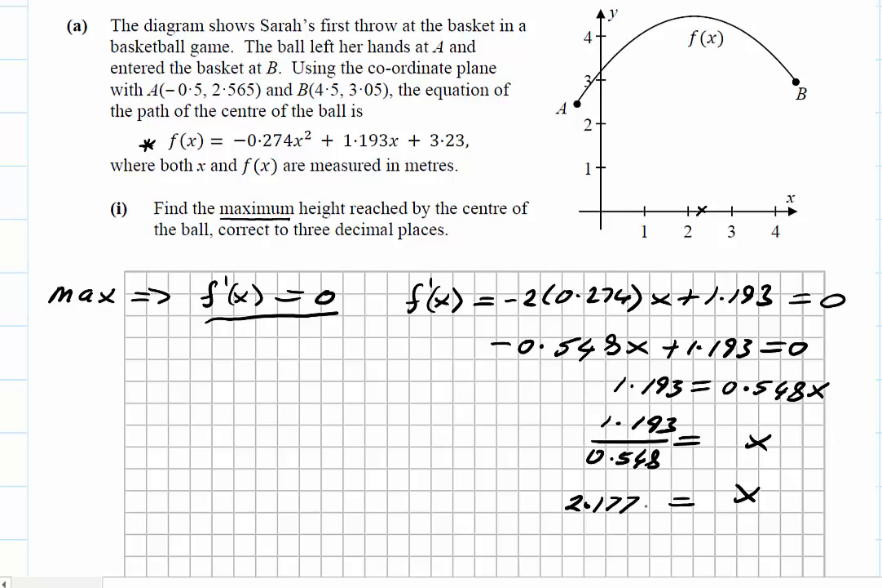Now we refer back to the question at all times just to make sure we're on the right track. So we've got the value of x, which is 2.177, which is a value along the line here. But what we're really looking for is the maximum height. So the height is the y value that corresponds to that x value. So it's up here someplace, maybe in a bit more to the left. So it's the y value we're looking for, which gives us the maximum height. So now we just fill the value of x into our f(x) function.